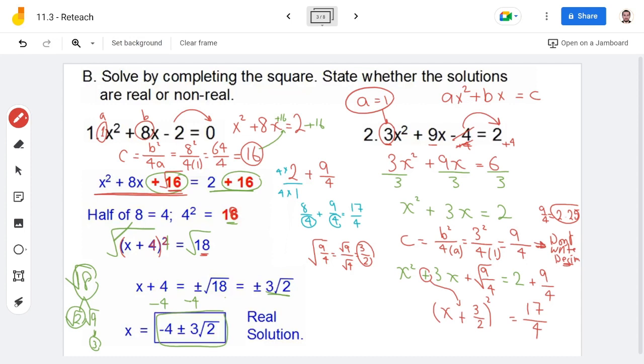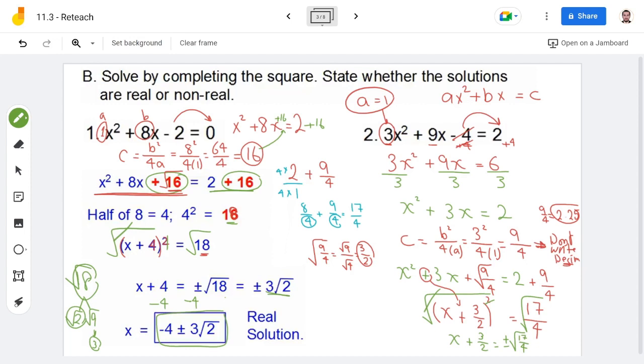Now, let's simplify this one more. Now, I will ask you how we can simplify this. So to simplify this one, I have to take the square root for both sides, square root for this side, square root for this side. So cancel the square with the square root. So x plus 3 over 2 is equal to what? What is the square root of 17 over 4? So it will be plus negative square root of 17 over 4.